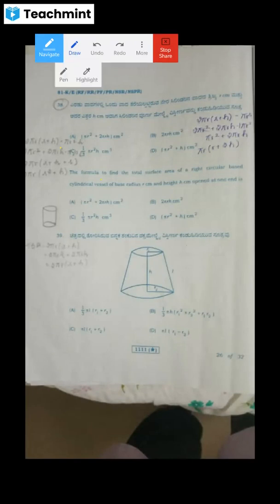39th question. The curved surface area of a frustum is given by the formula pi L into bracket of R1 plus R2. Option C is the right answer. Option C.